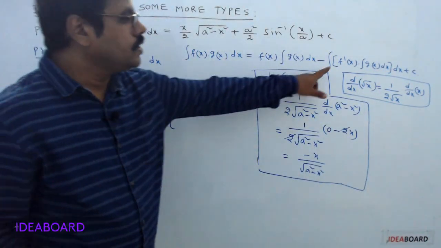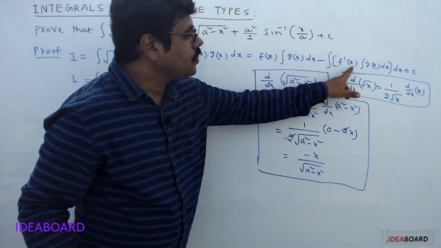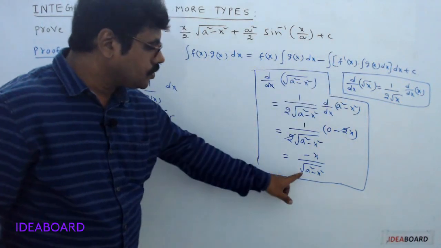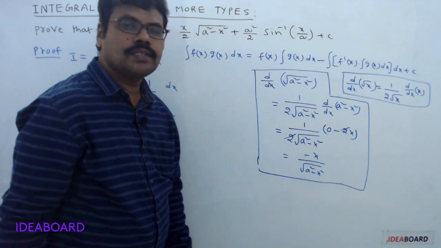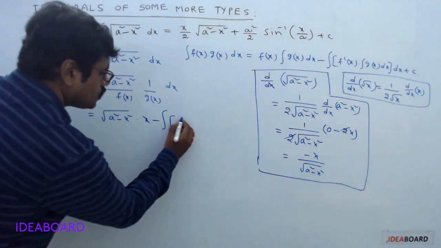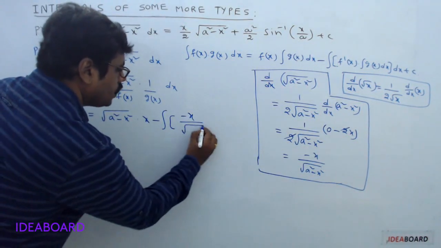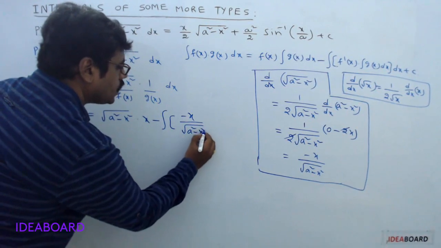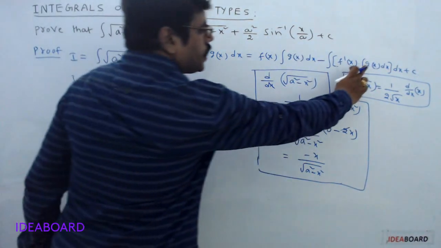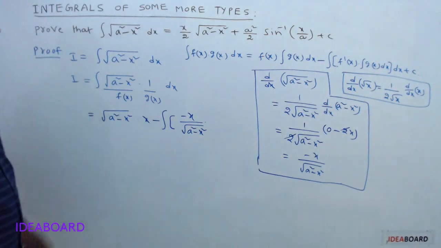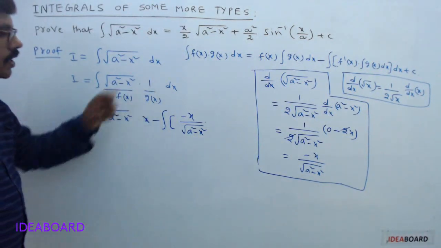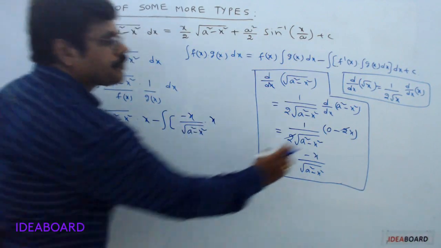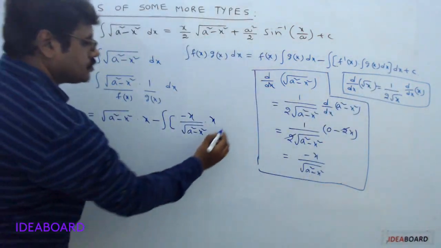Now here in this formula, in place of f dash of x, you can substitute the value minus x divided by root of a square minus x square. So that is minus x divided by root of a square minus x square into integral g of x dx. Integral 1 dx. Integral 1 dx is x into dx.